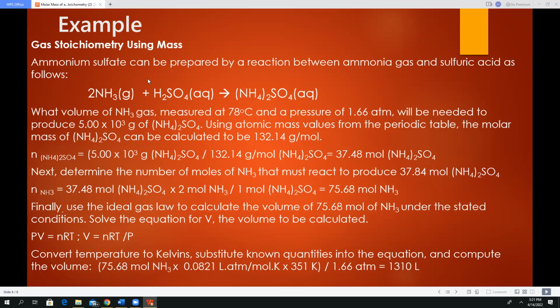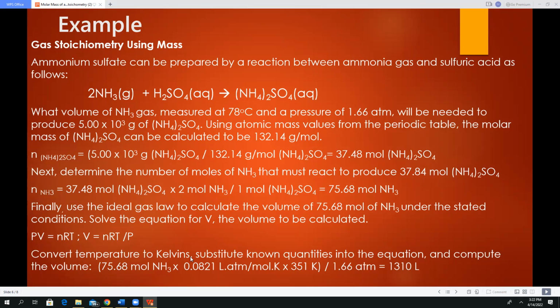we can figure out how many moles or mass of ammonia we need, depending on what they're asking. In this case, it's asking for volume. So the next thing to do is to use the ideal gas law to calculate it, right? Under the stated conditions, which are up there, we need to solve for V.